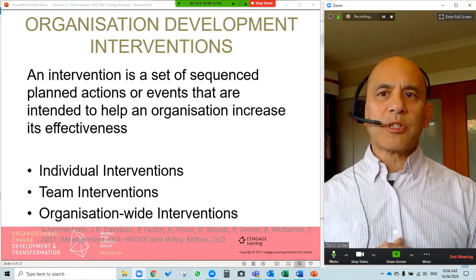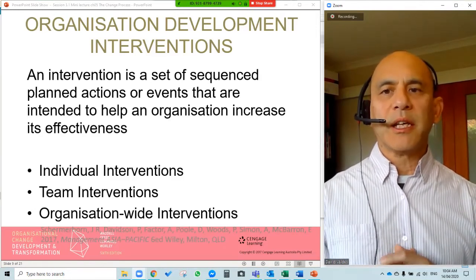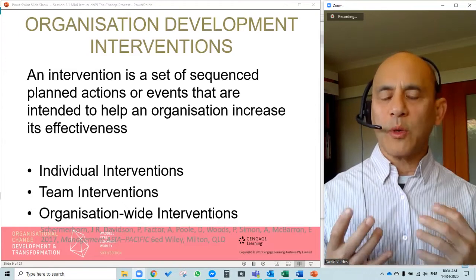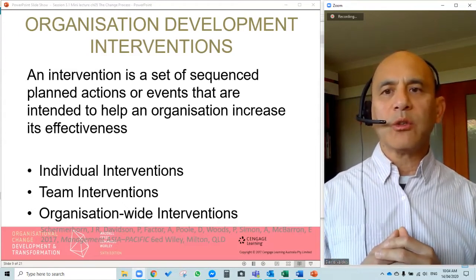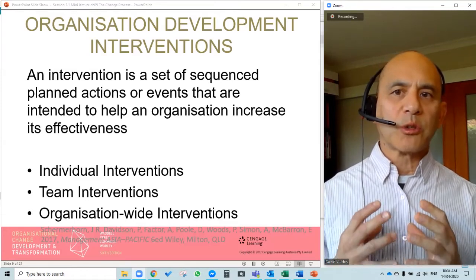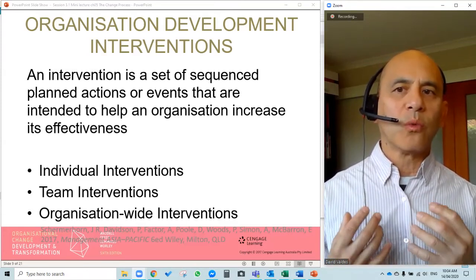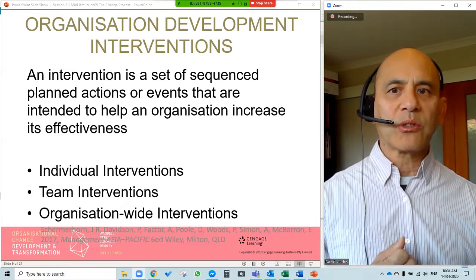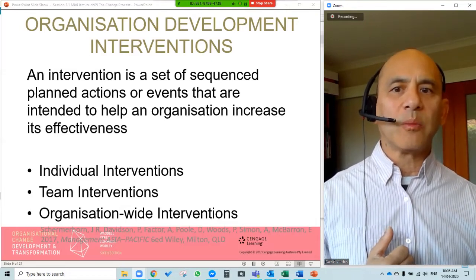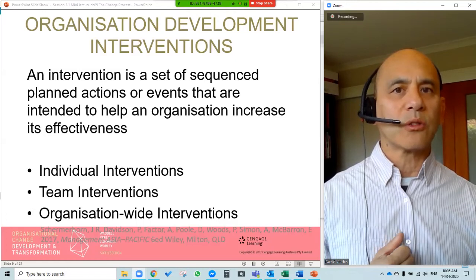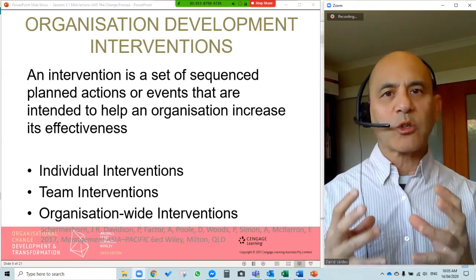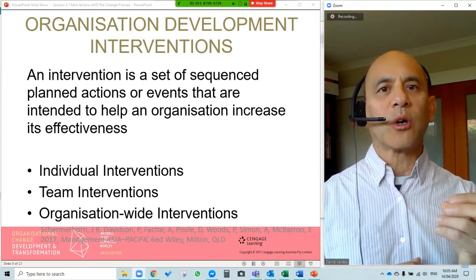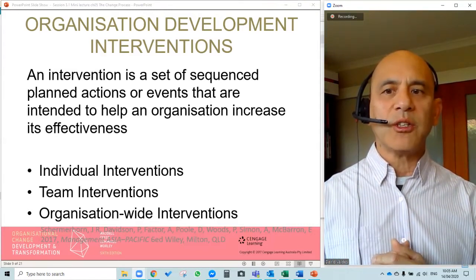So after the organizational development practitioner identifies what the problem is, he might start asking the question about how we are going to solve these problems. And usually what happens is an OD practitioner will recommend interventions. So what are interventions? Interventions are a set of sequenced, planned actions or events that are intended to help an organization increase its effectiveness. So in other words, these are activities, actual activities. They're not broad strategies. They're actual things that we need to do within the organization to facilitate change.